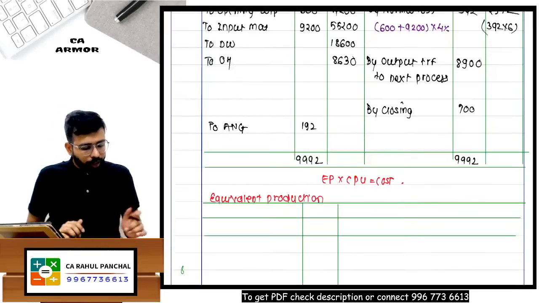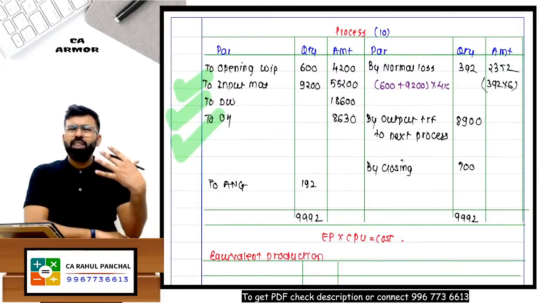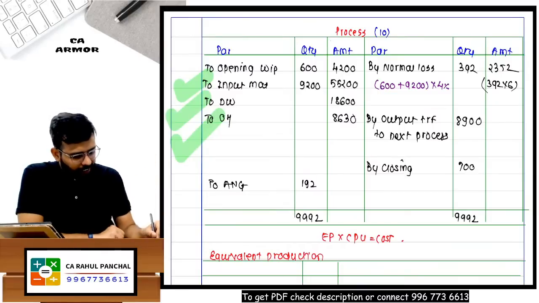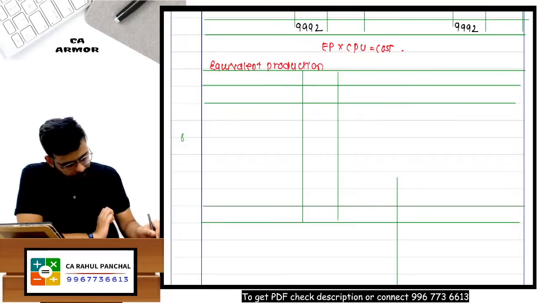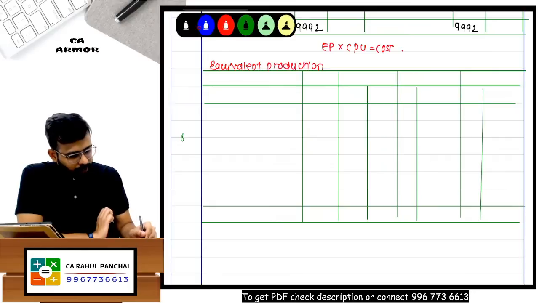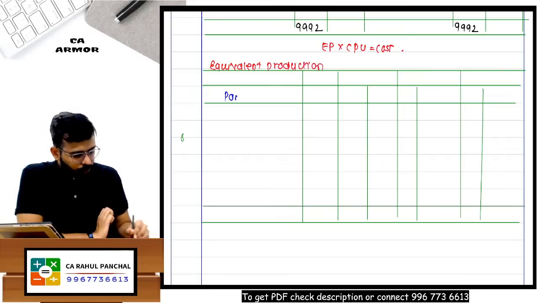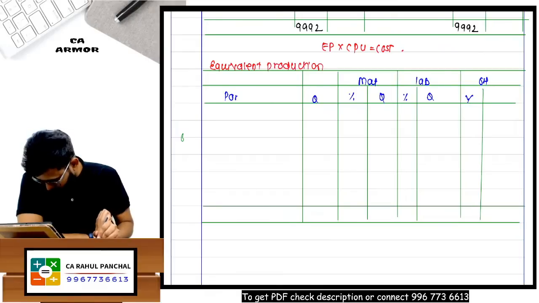Then sir, how many columns will come? It depends on how many expenses are there on the debit side. Excluding opening WIP, there are 3 things: material, wages and overheads. So 3 columns you will have to make, and each will have 2 sub columns. Just make the format like this. This is going to be particulars, this quantity, this material, this labor, this overhead. Then percentages of quantity under each.